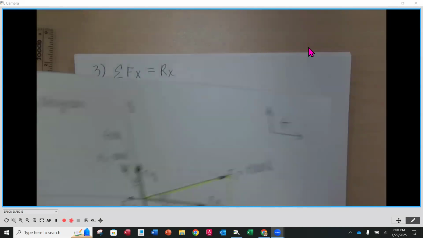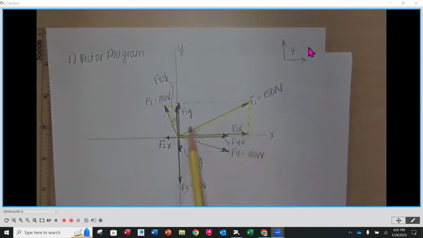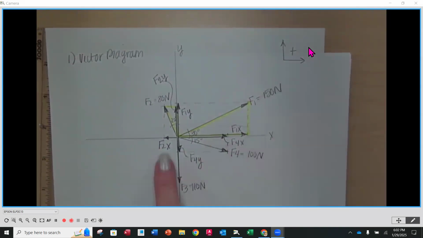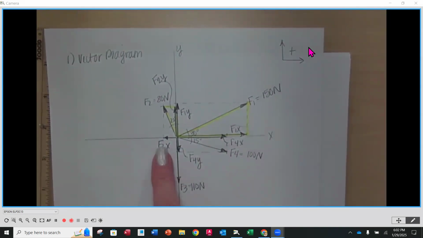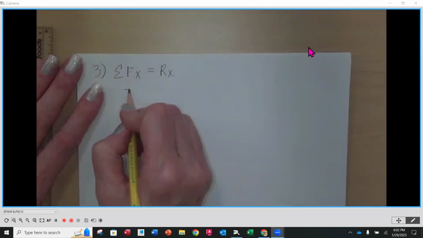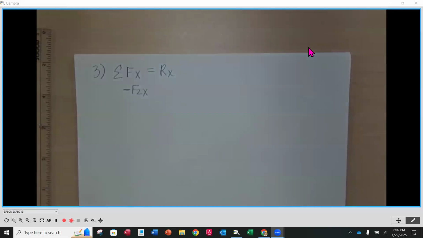So to do that, we're going to go back to our diagram here. And we're only going to look at what's happening on that horizontal, or that X-axis. And we're going to give each one of those values a sign based on our convention. So I'm going to start with F2X. I'm just going to work left to right. I have F2X here, so I'm going to start that off. I'm going to put a minus sign in front of that. F2X, minus F2X. Why is the minus there?